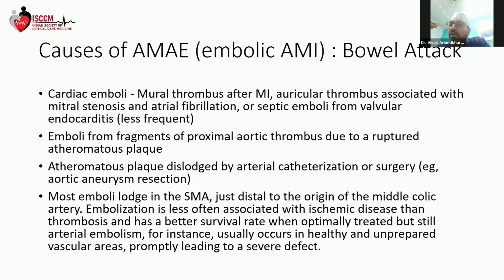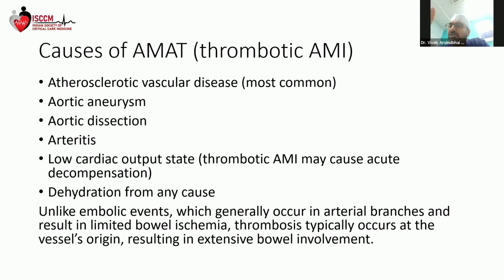Embolization is less often associated with ischemic disease than thrombosis and has a better survival rate when optimally treated. But still, arterial embolism usually occurs in healthy and unprepared vascular areas, promptly leading to a severe defect. So this is the overall summary of acute mesenteric arterial embolism. Next is acute mesenteric arterial thrombosis.